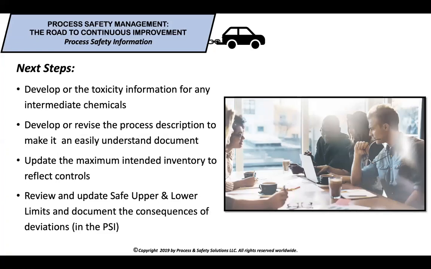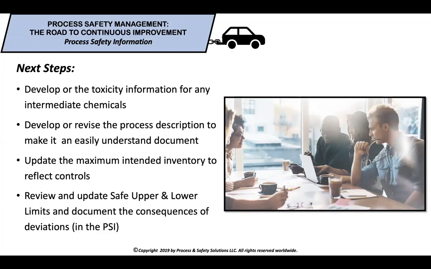Must update the maximum intended inventory to reflect controls. So if you have controls in your process to control a level at 50%, then certainly that makes sense to be the maximum intended inventory because it's controlled there. On the other hand, if you have no controls and that level can vary from 10% to 80% with nothing to stop it, including SOPs, et cetera, then you need to set your maximum intended inventory accordingly.